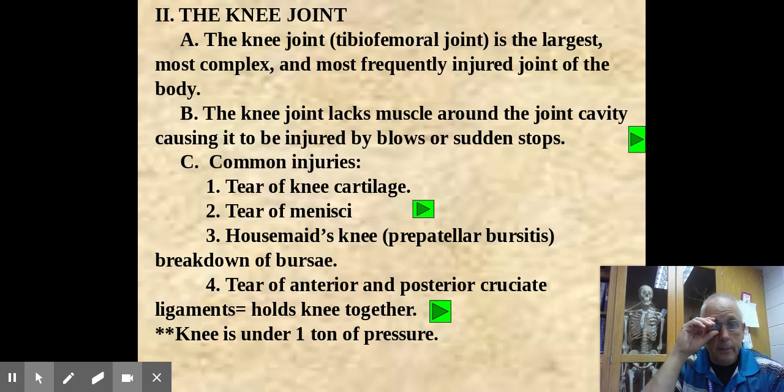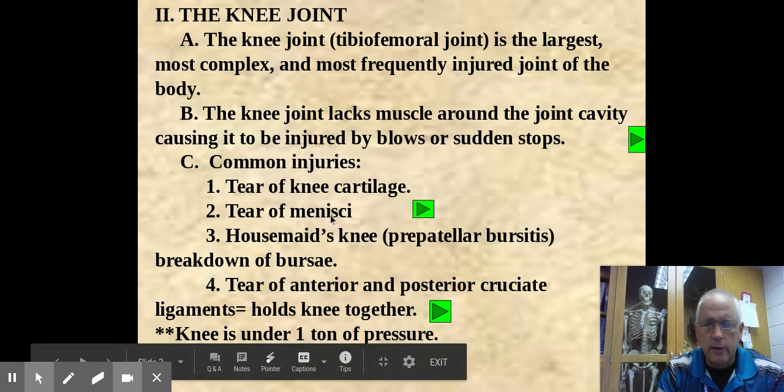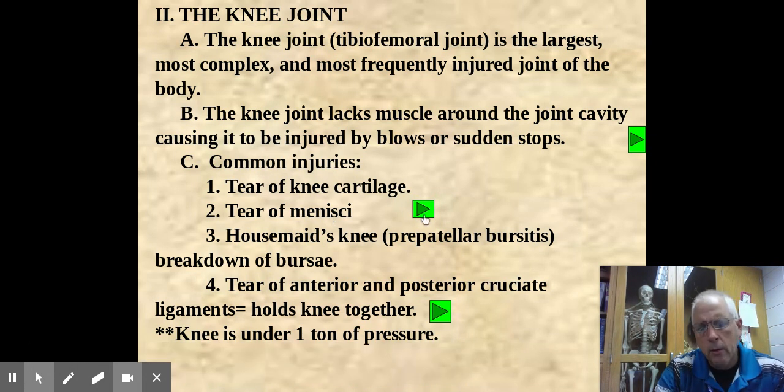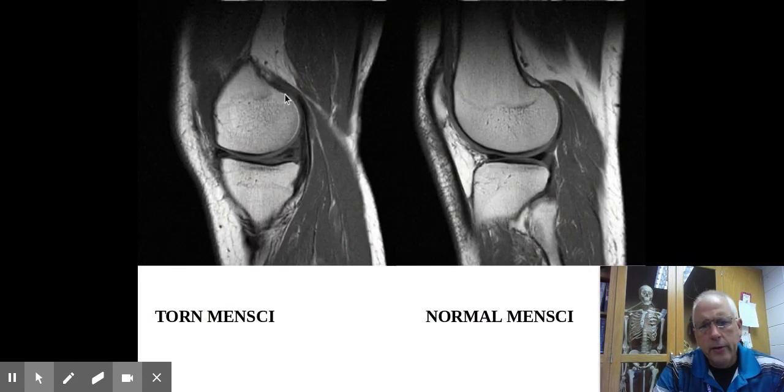So what are some common knee injuries that you might see out there? Tearing knee cartilage. There's two types of cartilage in the knee that we'll talk about. So we'll put 1 and 2 together because meniscus is also a type of cartilage, okay? People can have injuries two different ways. This is a normal meniscus on the right. This is a torn one on the left.